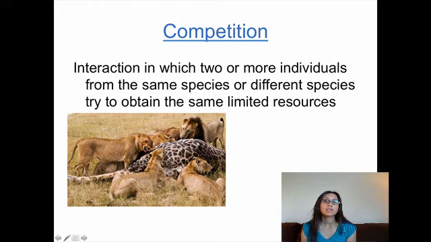So competition, trying to get the same resources, either among the same species like we see here, or it could be among two different species. If you think about lions, their number one competition is usually hyenas. So they often compete for resources, for food and water and stuff like that with hyenas.